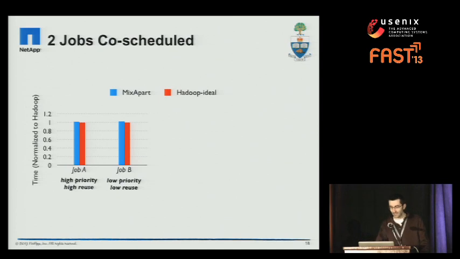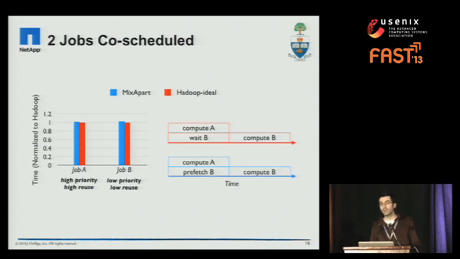So then we went and did some job mixes. We have two jobs cost-scheduled, MixApart and Hadoop ideal. Job A has high priority and high reuse. Job B has low priority and low reuse. I'm showing on the y-axis the time normalized to Hadoop's time. And you can see in this case, the two jobs have similar durations, right? Now let's see why that's the case.